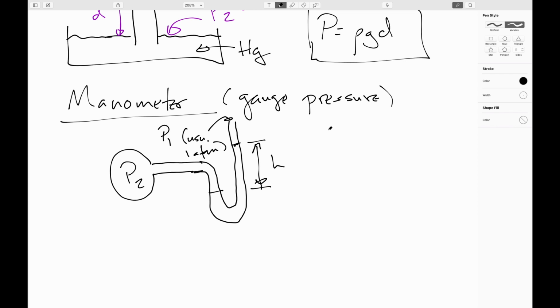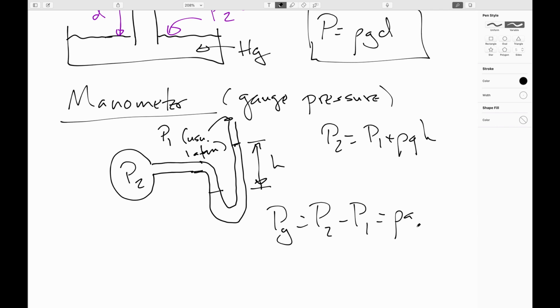So again, we can say P2 equals P1 plus rho G H. That's Pascal's law. But now we're going to measure the gauge pressure, which is P2 minus P1. That's what rho G H measures here. This is what's read on the gauge, thus the clever name, gauge pressure.